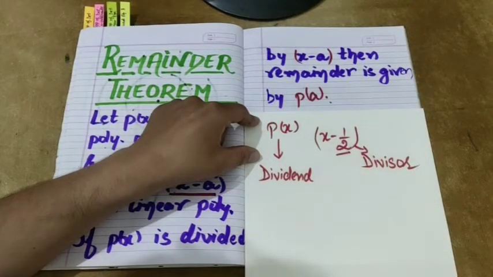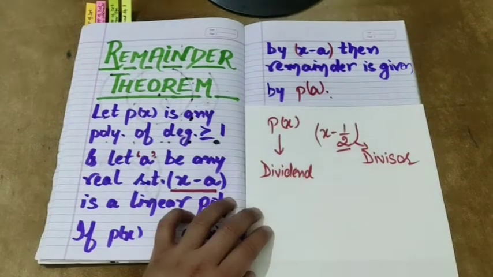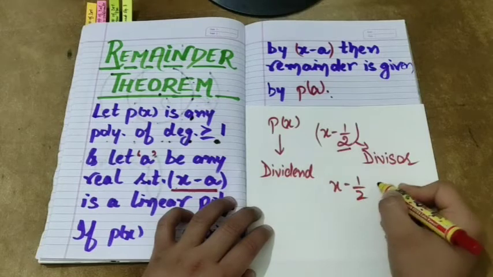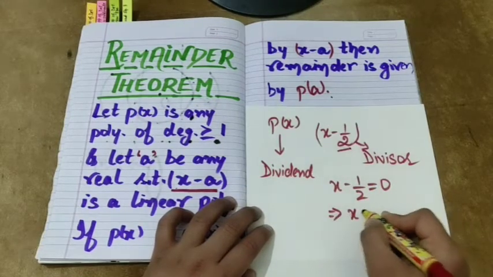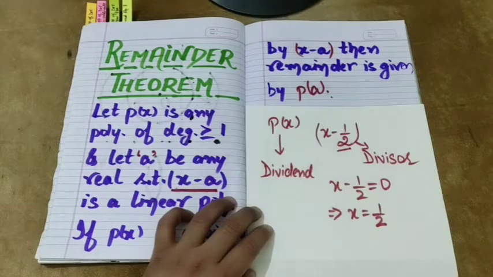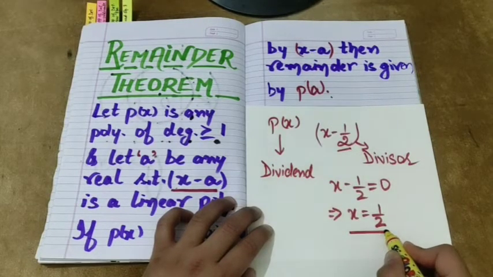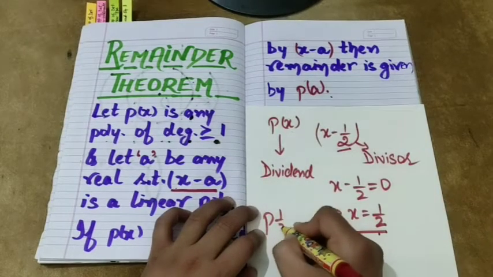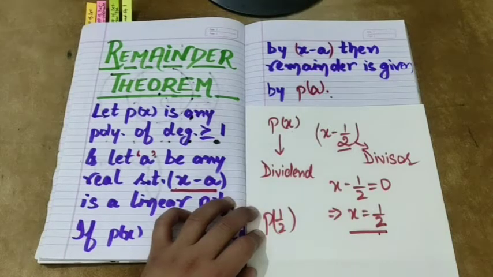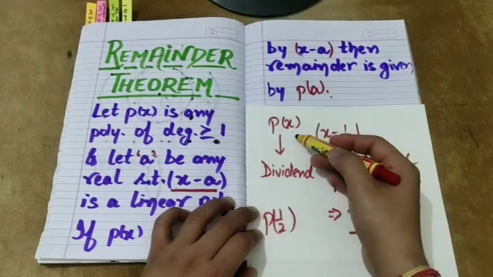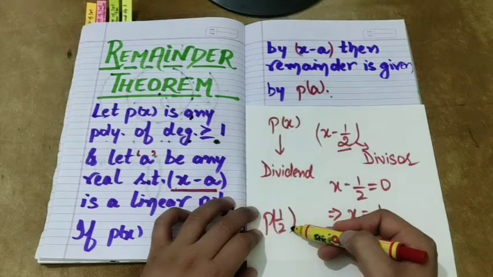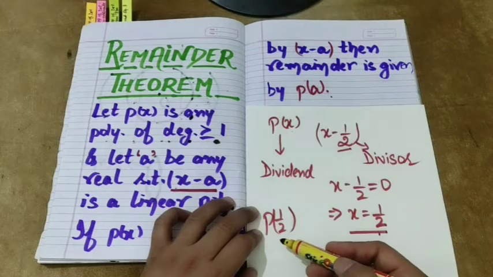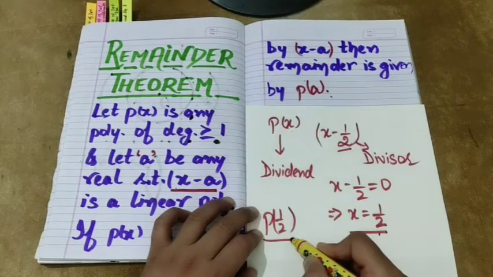So when we are interested to find the remainder by using the remainder theorem, what do we have to do? We will put divisor equals to 0. So if we put x minus 1 over 2 equals to 0, the value of x will become 1 over 2. Whatever the value of x becomes, that value should be put in the dividend. Means we have to find the value of the dividend for x equals 1 over 2. After solving it, whatever the value of p of 1 over 2 comes, that will be the remainder.